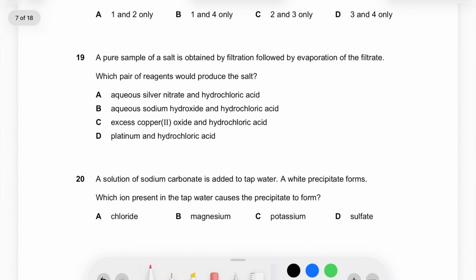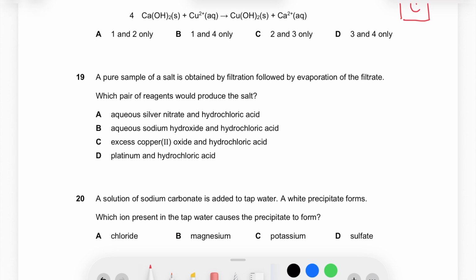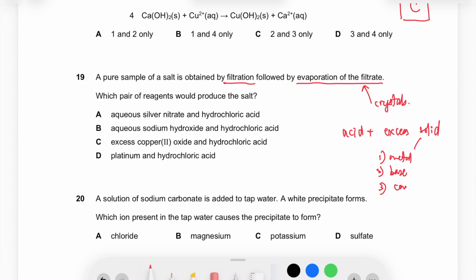Next, question 19. A pure sample of salt is obtained by filtration, then evaporation of the filtrate. Sounds like you are trying to obtain the crystals, so it's under the filtration method. It's acid plus excess solid, so you need an acid and an excess solid. This solid can be a metal, base, or carbonate.